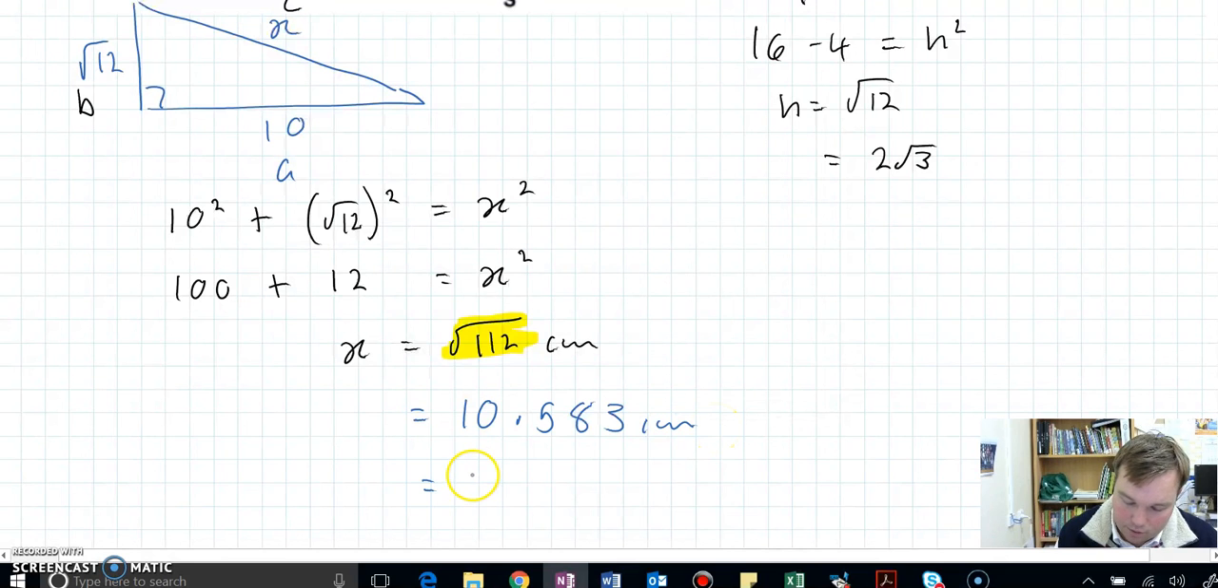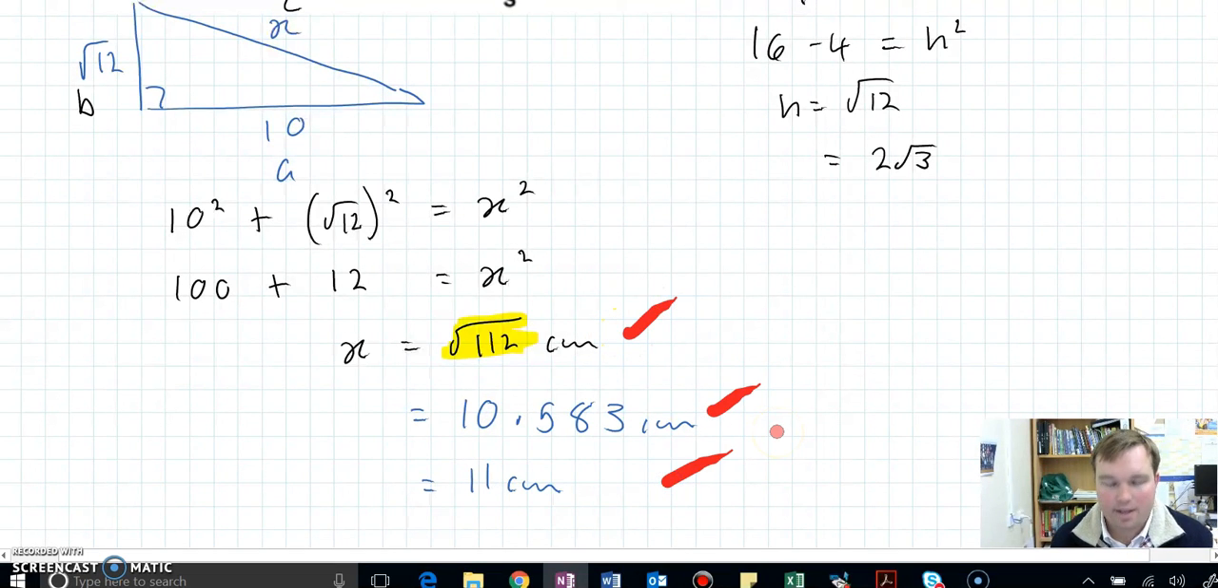So note, if you were just asked to find the length, we would accept that or that or that. If you were asked to find the length to 2 significant figures, they would both be wrong. The 11 would be correct. It's brutal, but there it is.